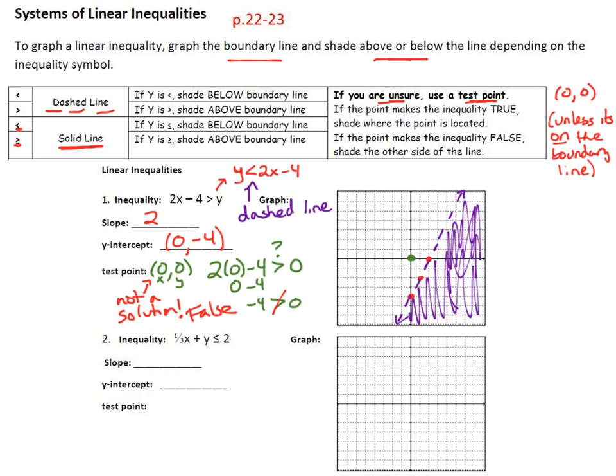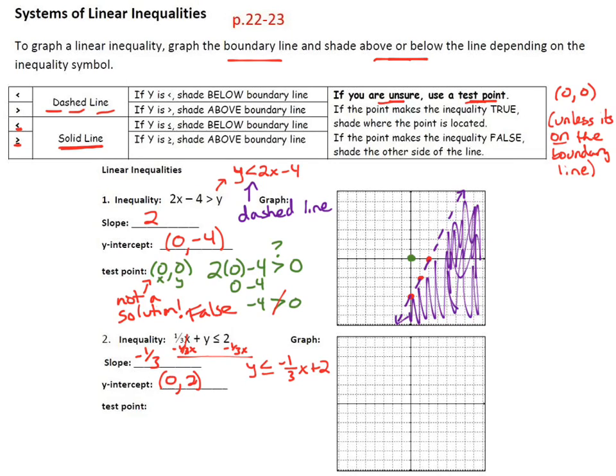All right, let's try one more, and then we'll add on to this. With the inequality 1/3 x plus y is less than or equal to 2, we're not quite in slope-intercept form, not really in standard form either because we have that fraction 1/3. So I'm just going to switch it to slope-intercept form real quick by subtracting that 1/3 x from both sides. So now I'm going to have y is less than or equal to negative 1/3 x plus 2. So I can easily see that I have a slope of negative 1/3. Y-intercept is at 2. Writing that as an ordered pair, that'd be 0, 2.